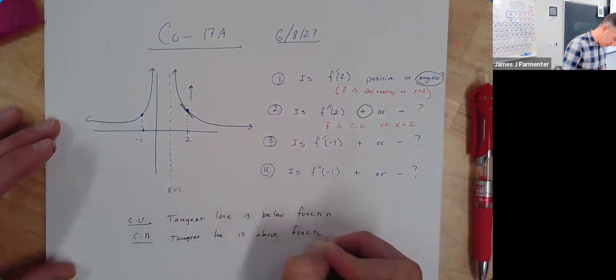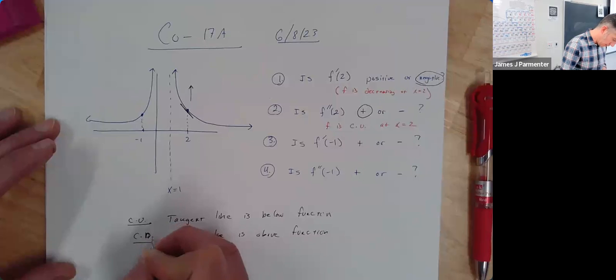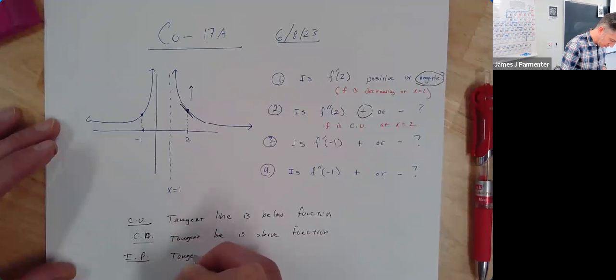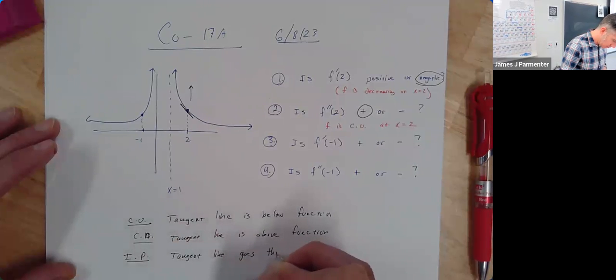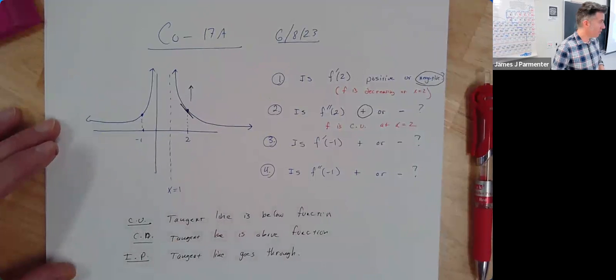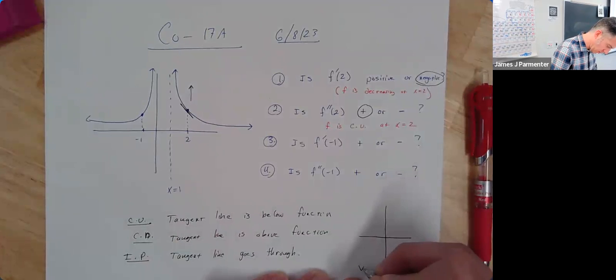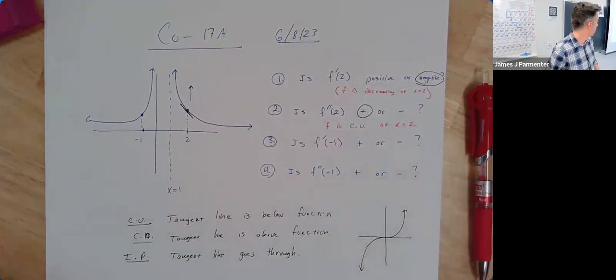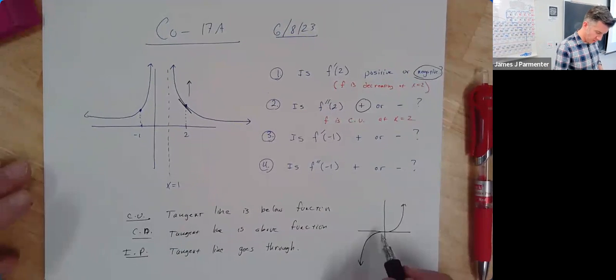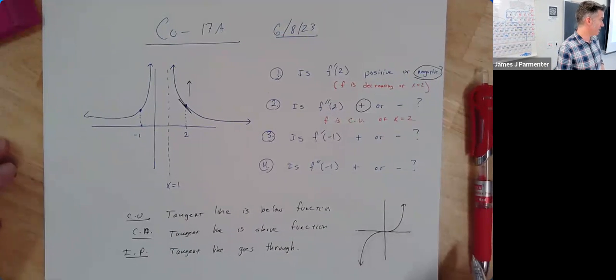And might as well say it. You get an inflection point when the tangent line goes through the function. Think of y equals x cubed at the origin. The tangent line at the origin is definitely the x-axis and it goes through the function. You have an inflection point at the origin.